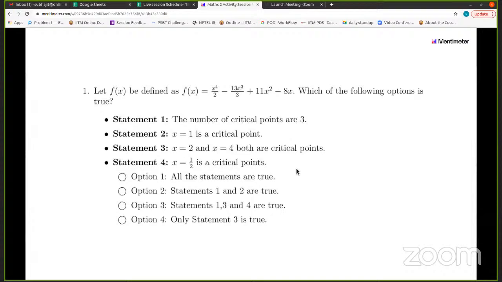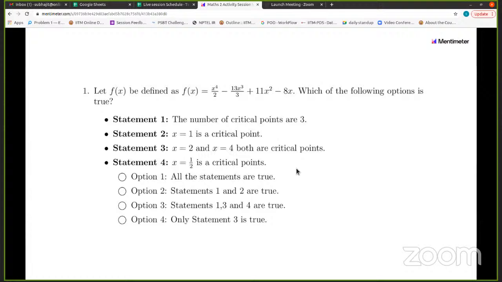Yeah, so this is the first question. A polynomial function is given. Statement 1 is the number of critical points is 3. Statement 2 is x equal to 1 is a critical point. Statement 3 is x equal to 2 and x equal to 4 are both critical points. And statement 4 is x equal to half is a critical point. So basically you have to find all the critical points of this function.